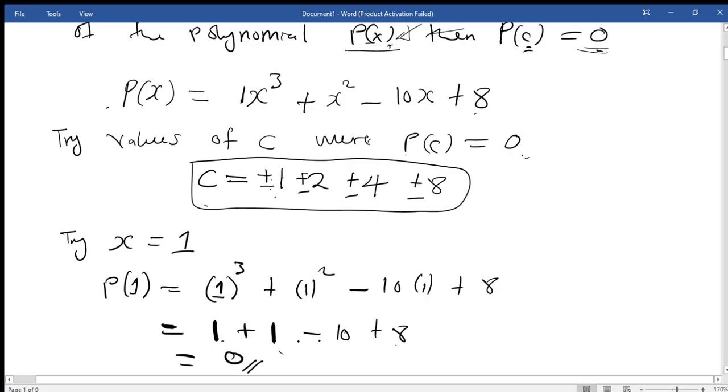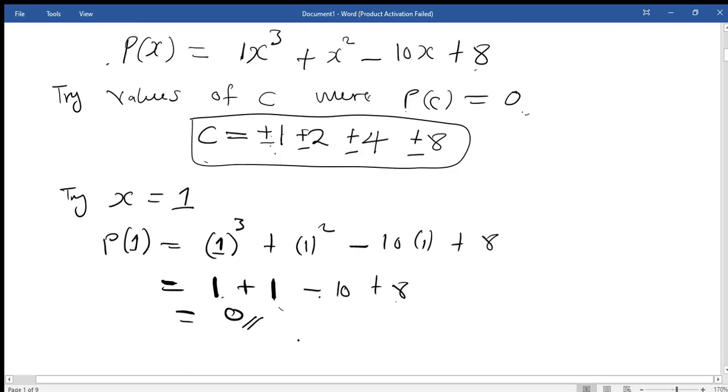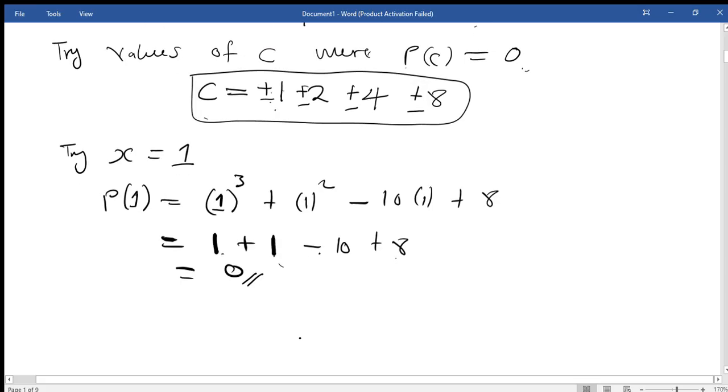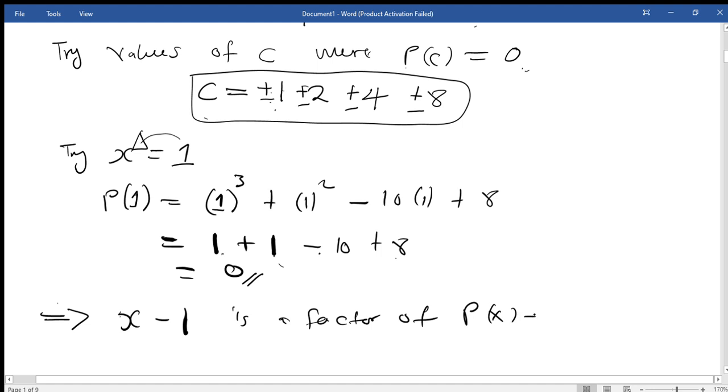So what are we having? When we pick x equal to 1, we have P of 1 equal to 0. So according to the rational root theorem, this implies that when 1 goes to the other side, it becomes x minus 1. This means that x minus 1 is a factor of P of x.